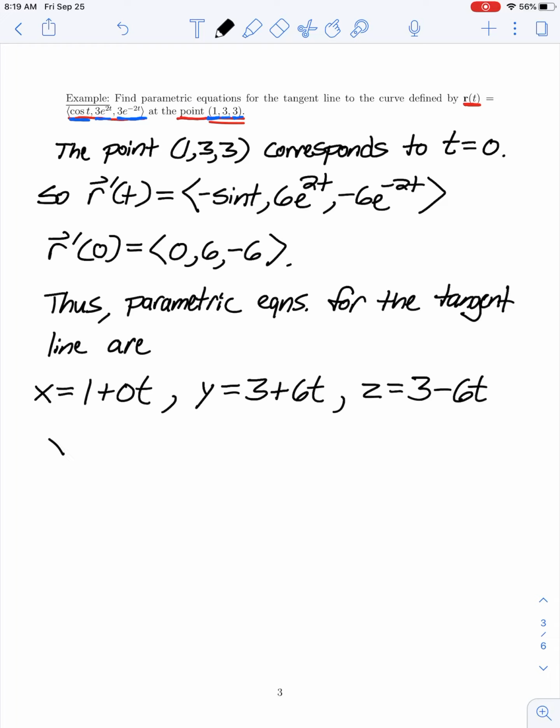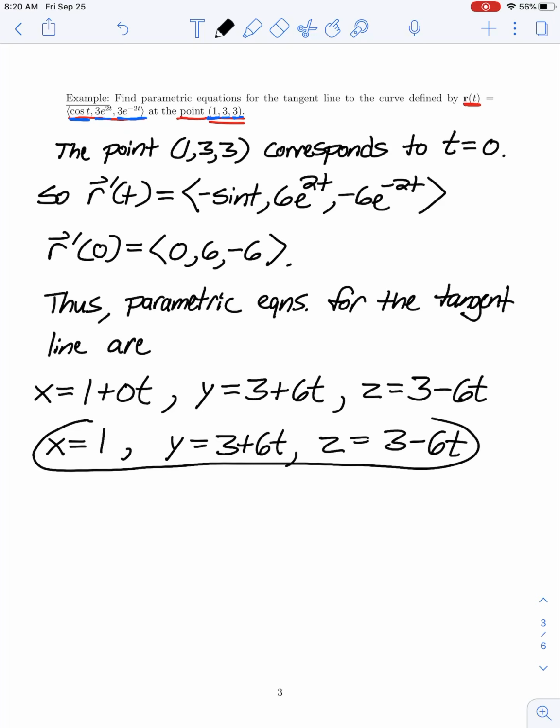So simplifying just a bit here, since our direction vector had a first component of 0, x is given by the constant 1, y is 3 plus 6t, and z is 3 minus 6t. So these would be the parametric equations of the tangent line to that space curve at the indicated point.